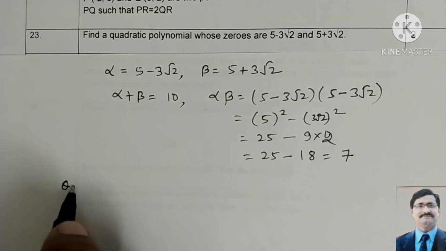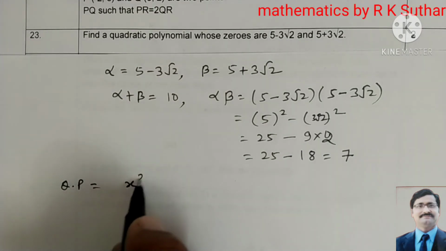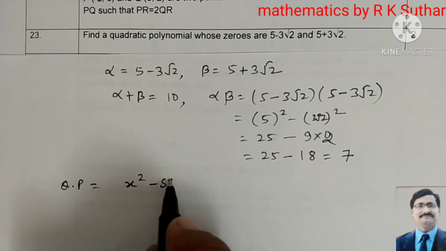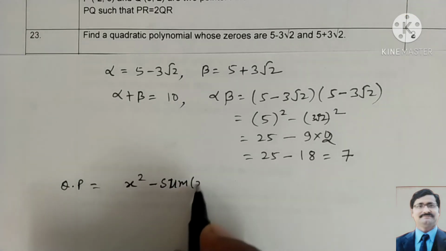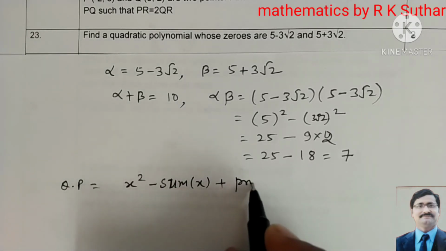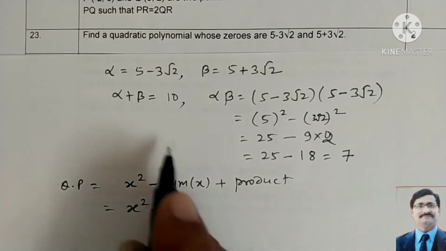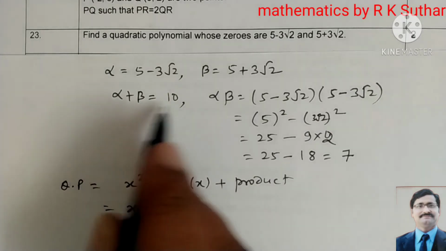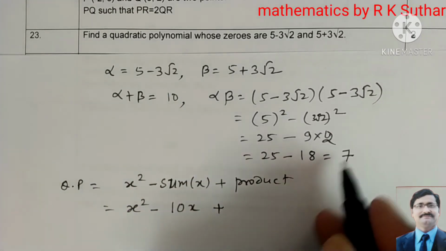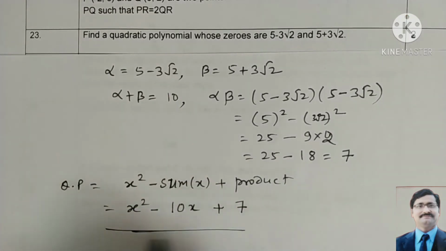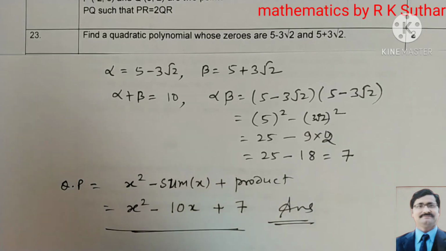Now the quadratic polynomial is equal to, we know, x square minus (sum of the zeros) x plus product of the zeros. So x square minus 10x, sum we get 10, plus product we get 7. So this is our answer. All of you understand this?